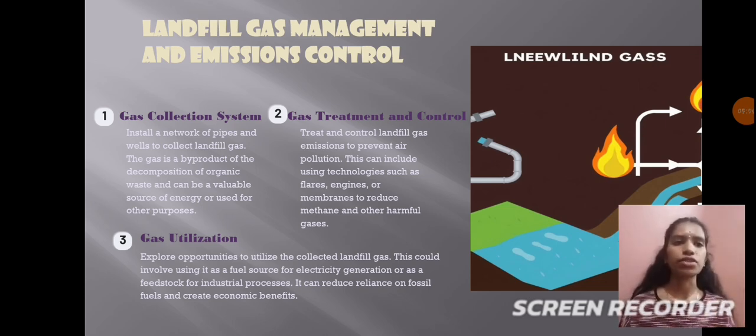Gas treatment and control. Treat and control landfill gas emissions to prevent air pollution. This can include using technologies such as flares, engines, or membranes to reduce methane and other harmful gases. Gas utilization. Explore opportunities to utilize the collected landfill gas. This could involve using it as a fuel source for electricity generation or as a feedstock for industrial processes. It can reduce reliance on fossil fuels and create economic benefits.